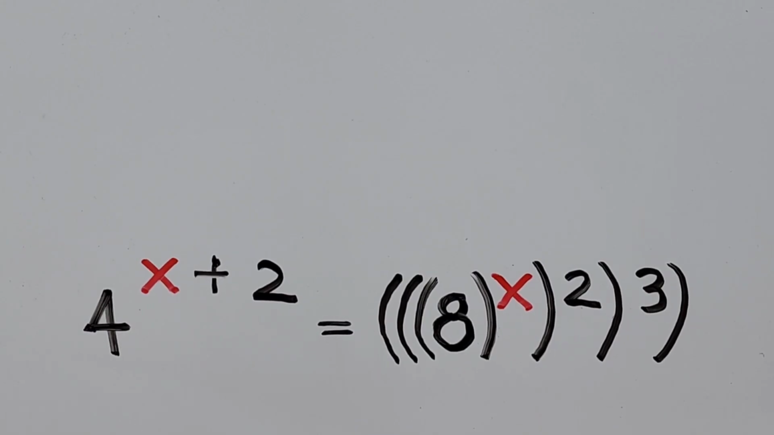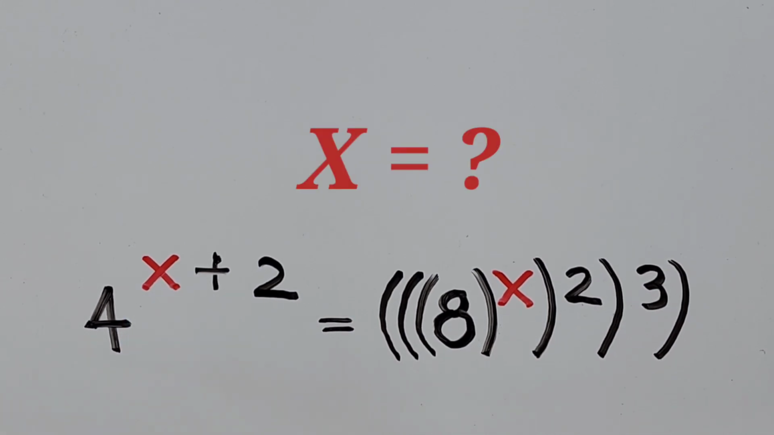Hello everyone, we have here a nice exponential equation. 4 to the power of x plus 2 equals 8 to the power of x times 2 times 3. And in this video, we'll be solving for the value of x.